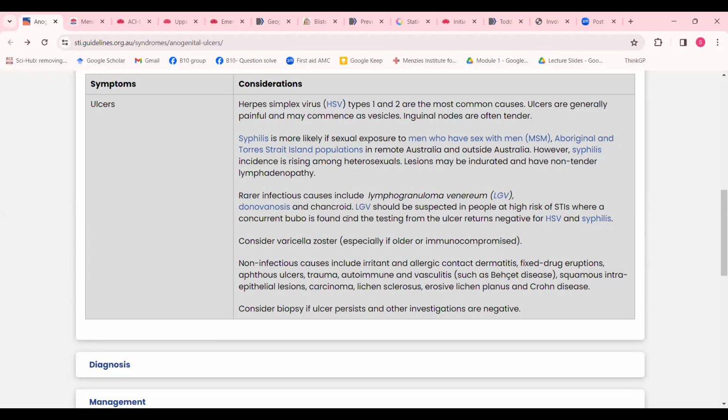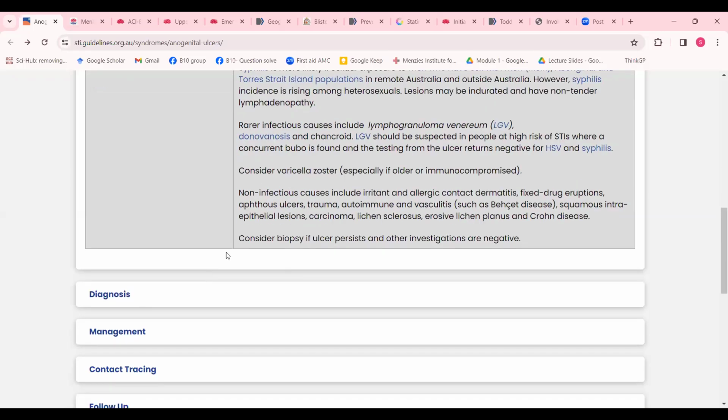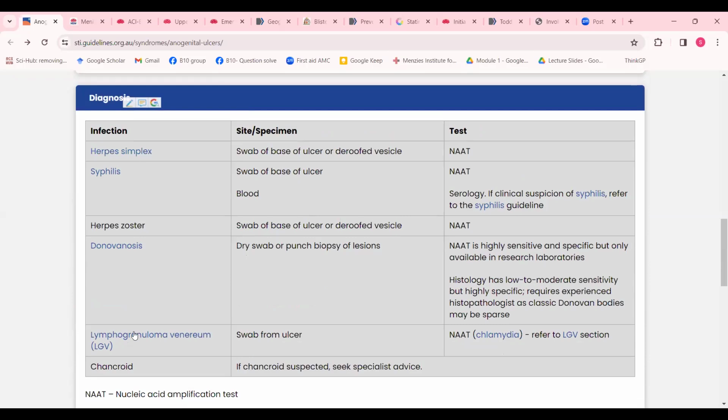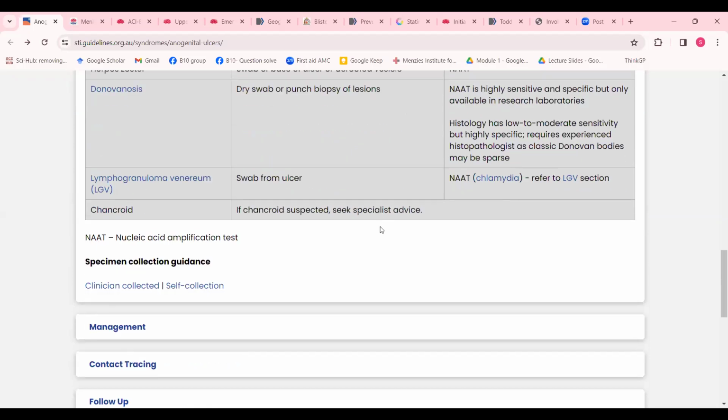Then the other rare causes, you will learn them in theory classes, how they present and everything. But even if not, you can go through this site, it gives everything. You can see the diagnosis nicely given for herpes simplex. You are going to do a NAT test with a swab from the base of the ulcer or deroofed vesicle. And for syphilis, again, you are going to do NAT or serology.